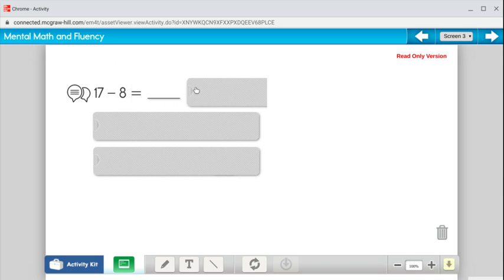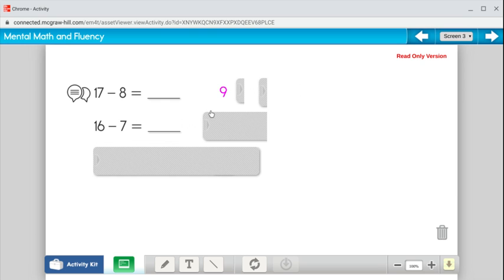Let's do it. 17 minus 8, so some subtraction going on here. I like to use addition to help me solve subtraction. So 8 plus what equals 17? Well, 8 plus 8 equals 16. So if I just add one more, 8 plus 9 can give me 17. So 17 minus 8 equals 9. Use those related facts, those fact triangles.